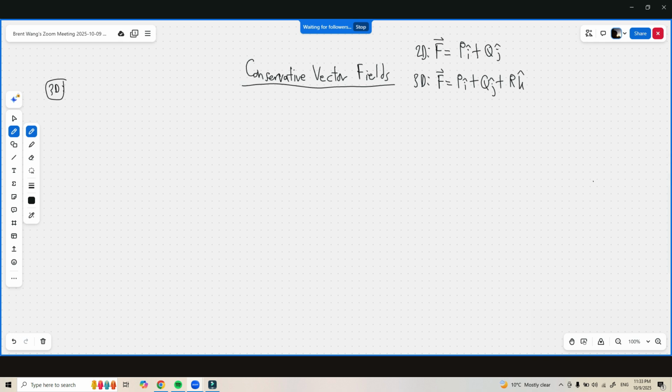Let's suppose that our vector field F is equal to z e to the xz in the i direction, minus z sine yz in the j direction, plus x e to the xz minus y sine yz in the k direction.